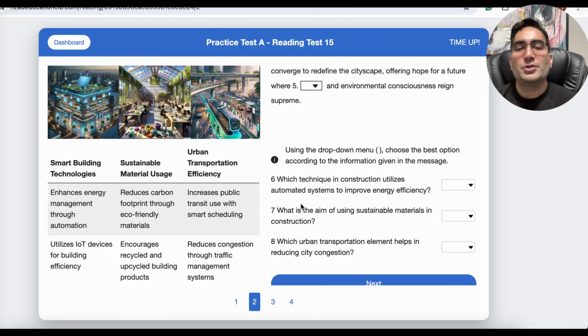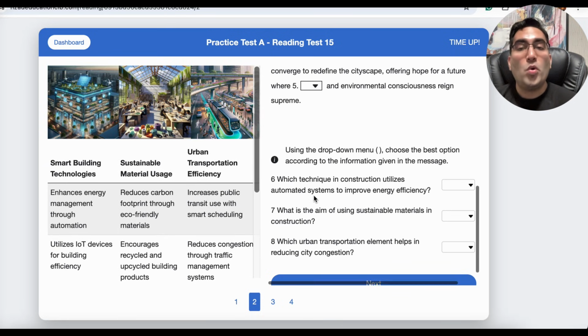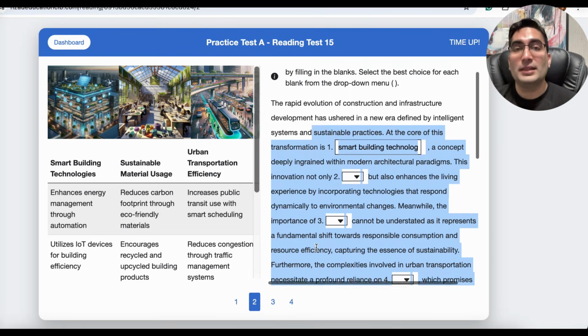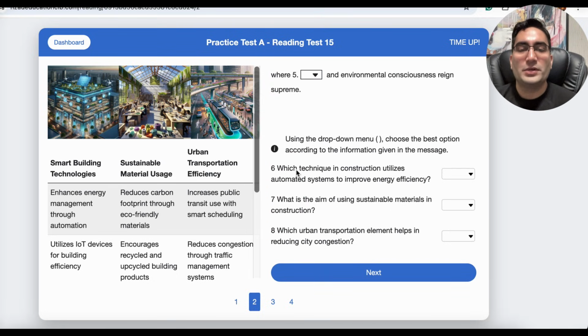Now, when we do questions 6 to 8, these answers could come from the content in the picture, or they could come from the content here, because now you would have completed this passage, so the answers could come from here too. Have a look at the first question. Which technique in construction utilizes automated systems to improve energy efficiency? Automated systems, again, that's the keyword, right? So that has to be smart building technologies.